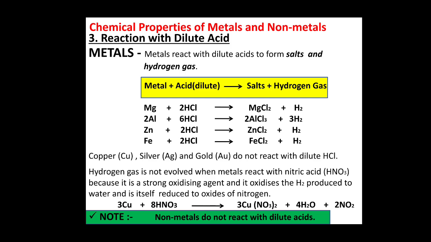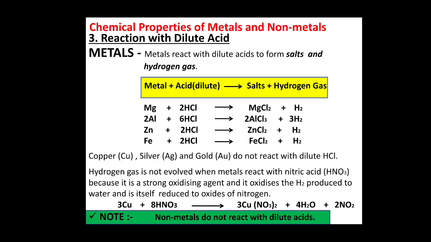Magnesium, when it reacts with hydrochloric acid HCl, forms magnesium chloride along with hydrogen gas. Aluminium reacts with HCl, that is hydrochloric acid, to form aluminium chloride plus hydrogen gas. Similarly, when zinc reacts with hydrochloric acid, it forms a salt called zinc chloride plus hydrogen gas. Iron when it reacts with hydrochloric acid gives iron chloride plus hydrogen gas.